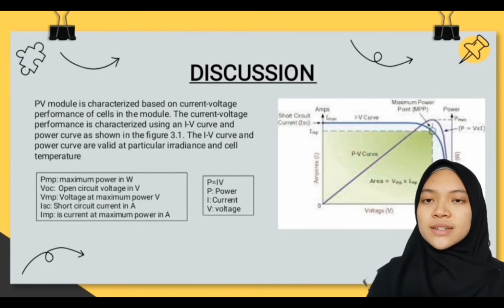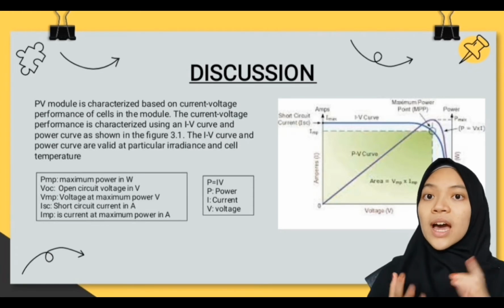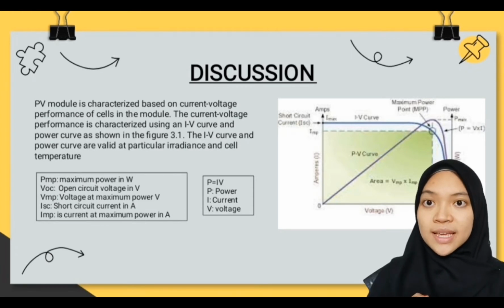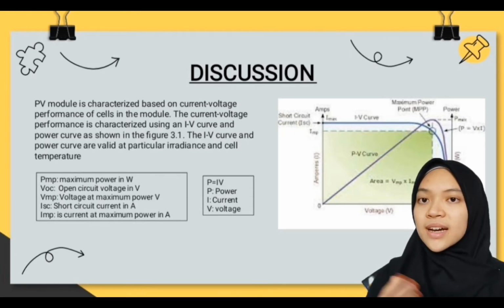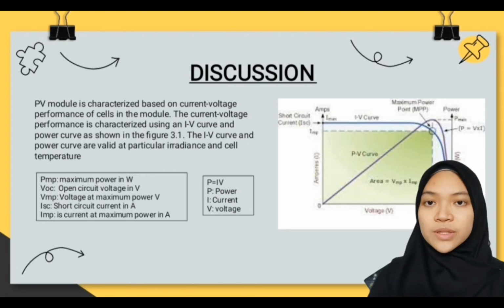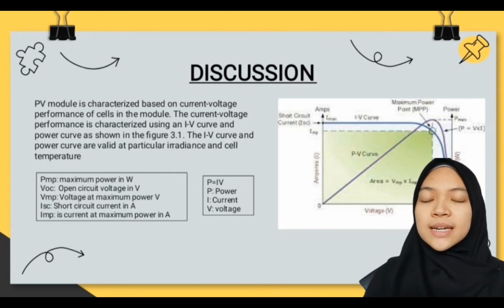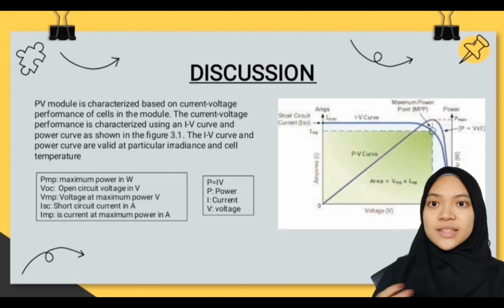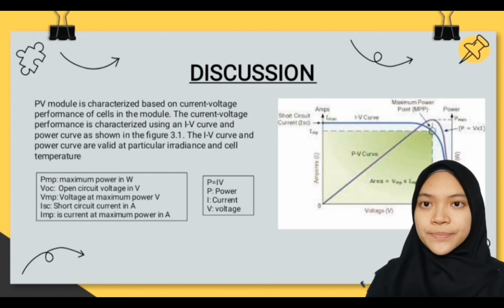Furthermore, to characterize a PV module, both the IV curve, which represents the relationship between the current and voltage, and the power curve, which represents the relationship between the power and current, will apply. Both the IV curve and power curve are valid at a particular irradiance and temperature only.